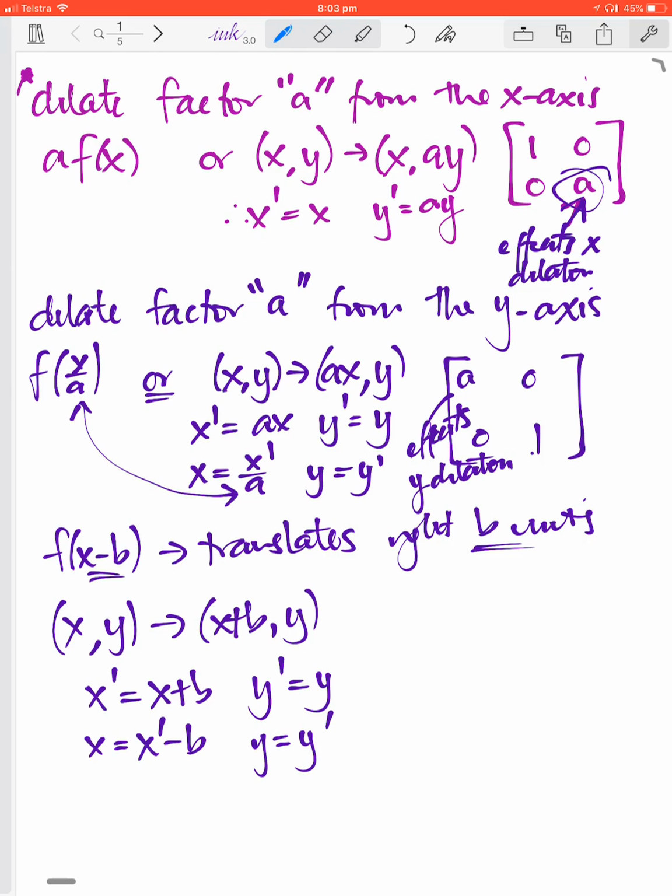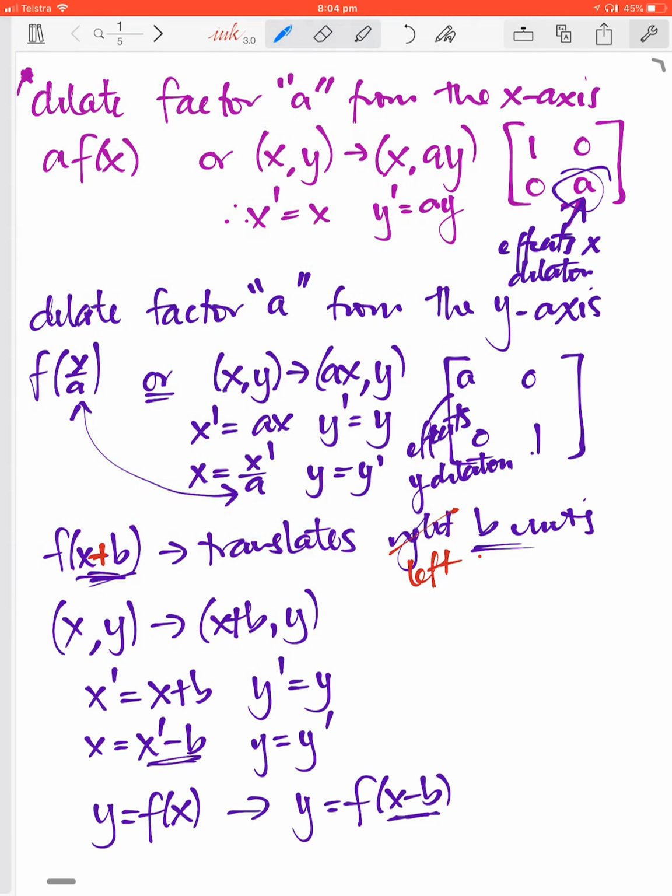And you can see there, if I had y equals f of x, that would become y equals f of x minus b, which we know is a translation to the right of b units. And conversely, if it was a plus, then that translates it left b units, because this would become x minus b, because I'm moving all of my x values left b units. That would be a negative. That would become a positive, and this would become a positive, which we know is b units to the left.